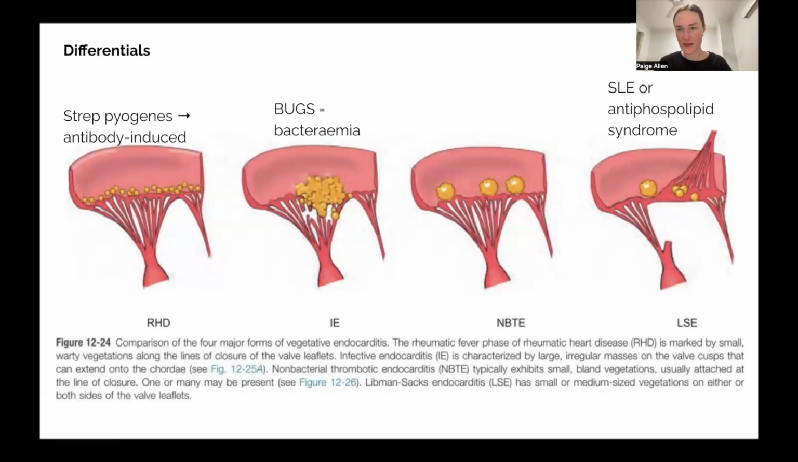Don't worry about this one. The other one that's a differential is in lupus or antiphospholipid syndrome. You can get Libman-Sacks endocarditis. That's where you get these medium-sized vegetations, and they'll be on both sides of the valves, versus the other ones are usually just on one side of the valves. These will be on both usually.